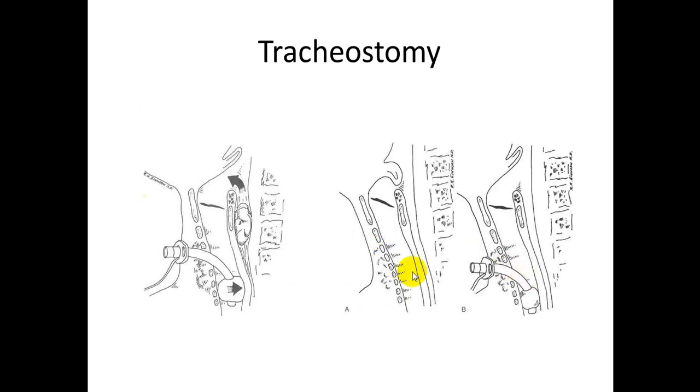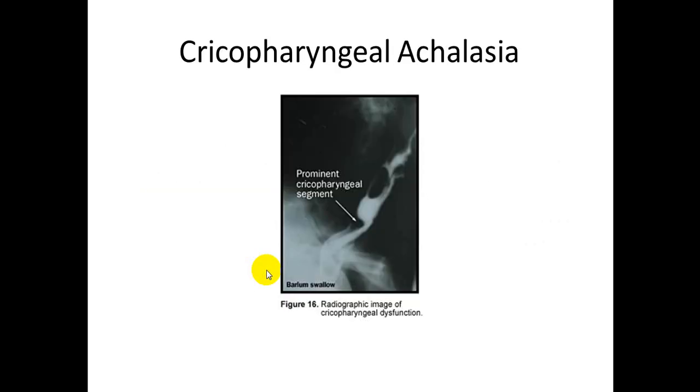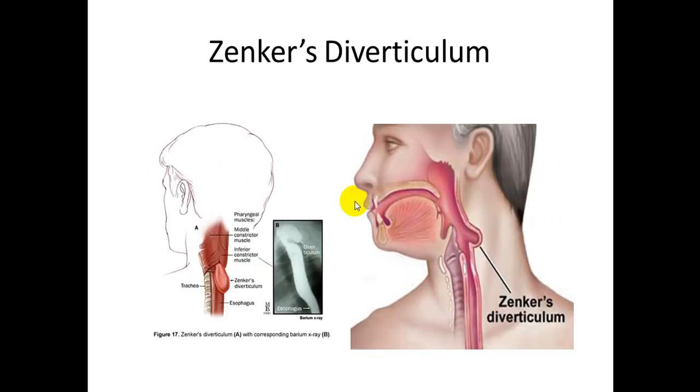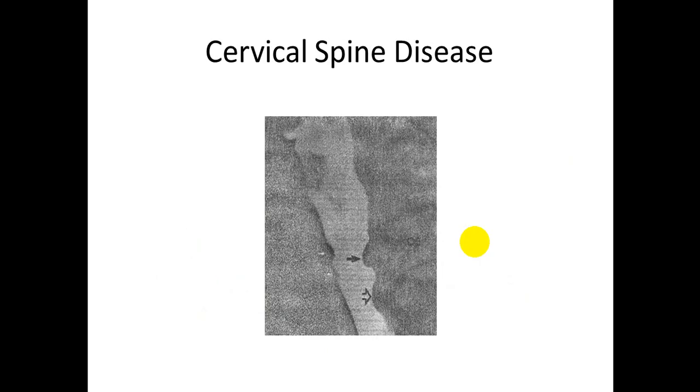Tracheostomy as a cause of dysphagia, and this tracheostomy usually puts the patient in the intensive care unit, whatever the indication is. Cricopharyngeal achalasia. This is clear narrowing of the lower part of the esophagus. Prominent cricopharyngeal segment. Zenker diverticulum. Zenker diverticulum is assessed by barium swallow, and this diverticulum causes dysphagia. At this site, accumulation of food can occur, and even bad odor of the mouth.